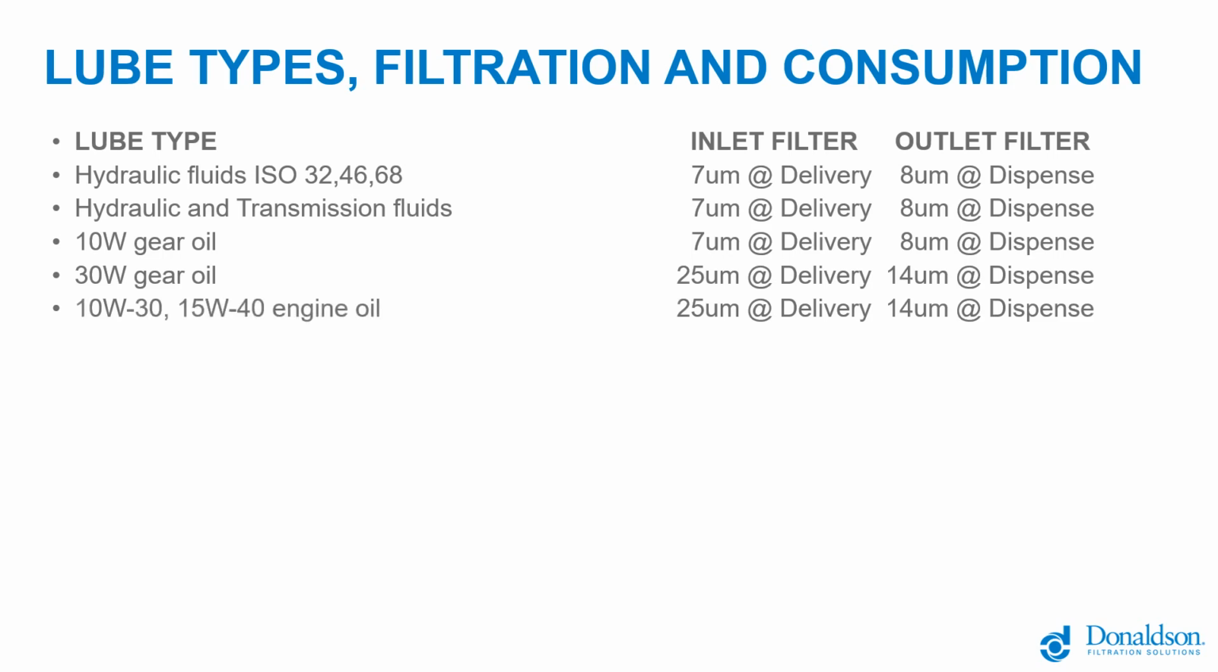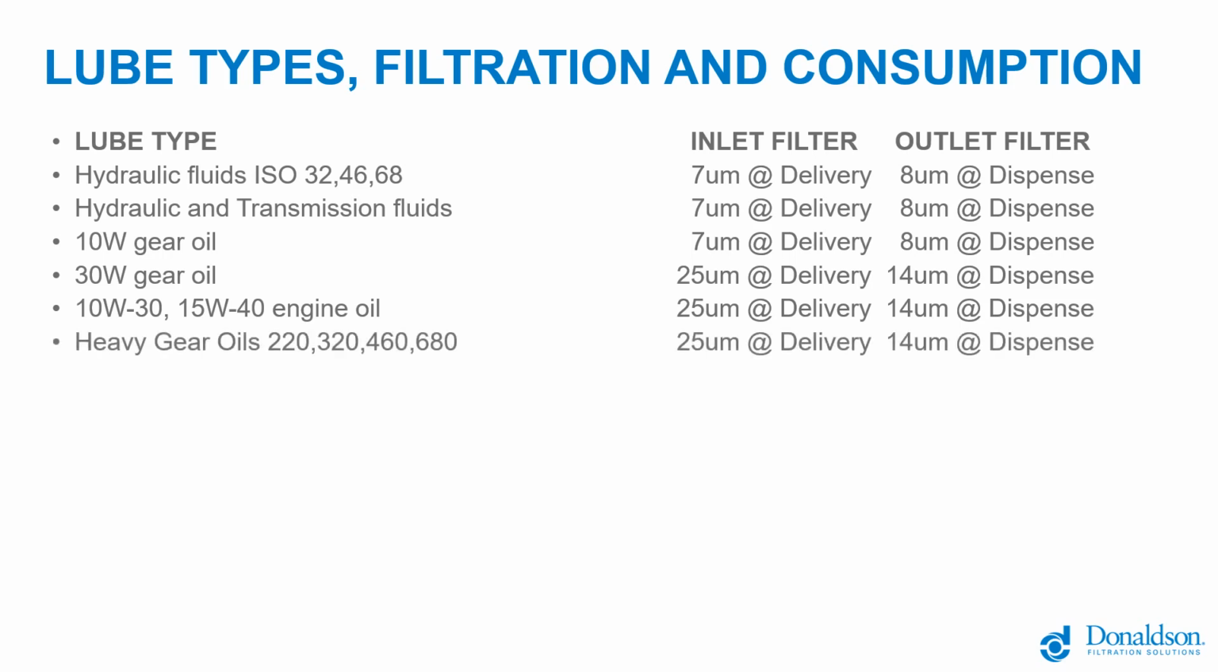Engine and gear oil, again, doesn't need to be over filtered, and it gets very expensive to do. Again, 25 micron on delivery and 14 on the dispense. And the heavy gear oils, same thing. 220, 320, 460, and 680 gear oils. 18/16/13 is all they're trying to hit, and you do the same level of filtration there. So it's pretty straightforward. If it's hydraulic and transmission, it's 7 micron. If it's engine and gear oil, it's 25 micron kind of thing.